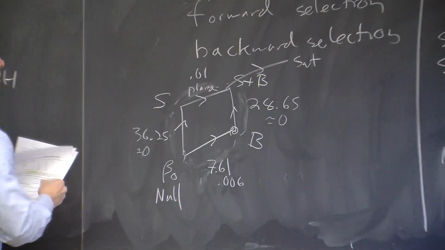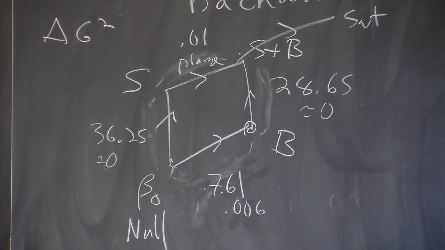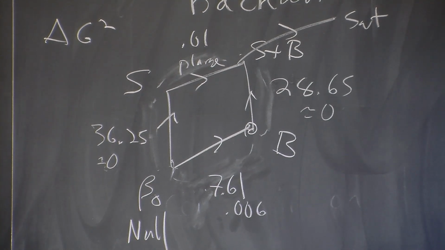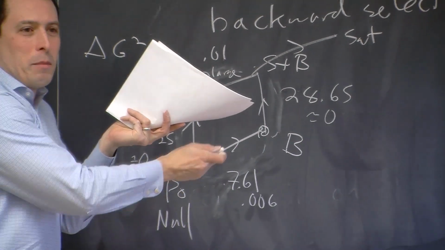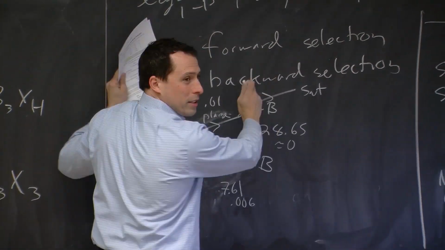These are the delta G squareds. And if you think about it in terms of this cube, we want the directions that are big. So this direction is big, this direction is weak. So let's just stick with this direction.